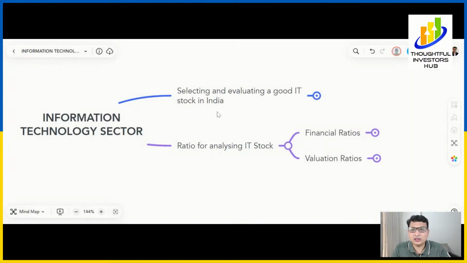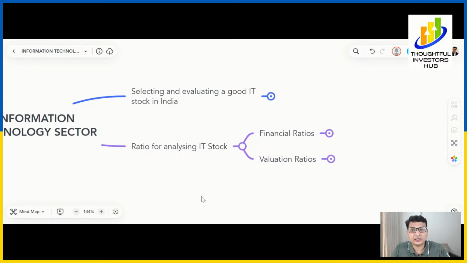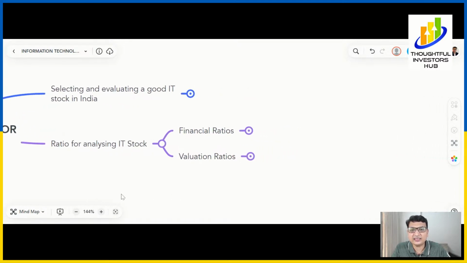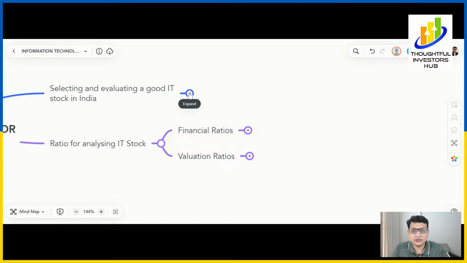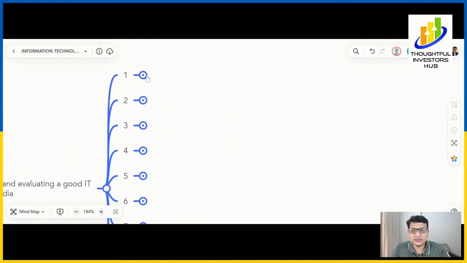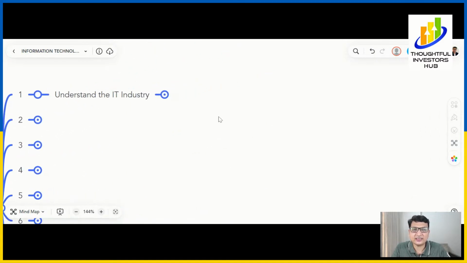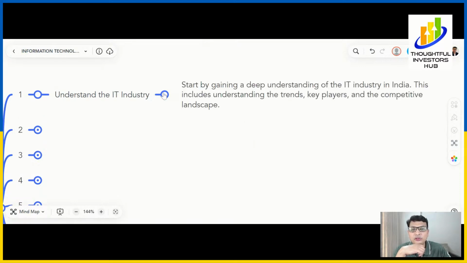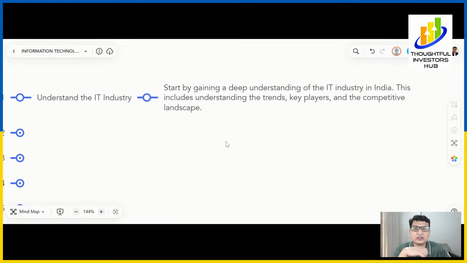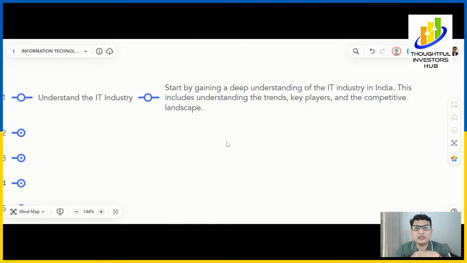So if you see here, let us talk about the information technology sector. So how you can select and evaluate a good IT stock in India. Okay. So the first point is to understand the IT sector. Guys, this is very important because before you invest in any sector, you should understand about the IT sector or any sector. Basically, you are investing in pharma sector or chemical sector, whichever sector it is, you have to understand about what is there in the pharma sector, IT sector, and how it will help you. Okay, so that is what you have to understand.